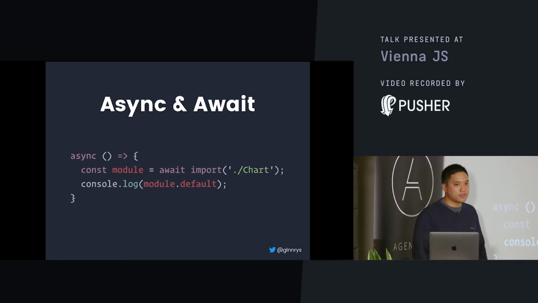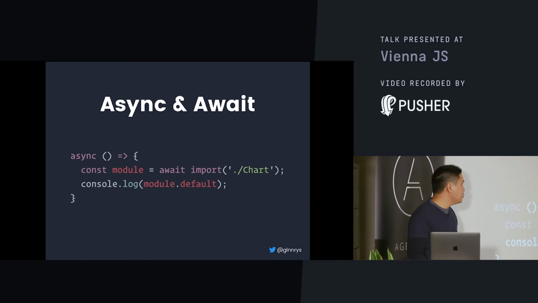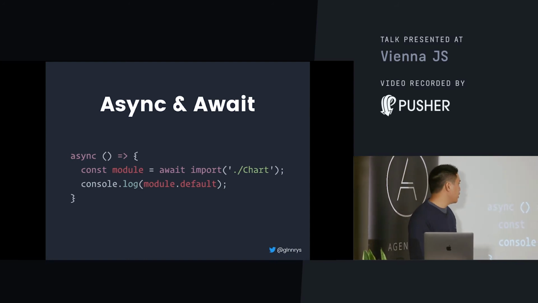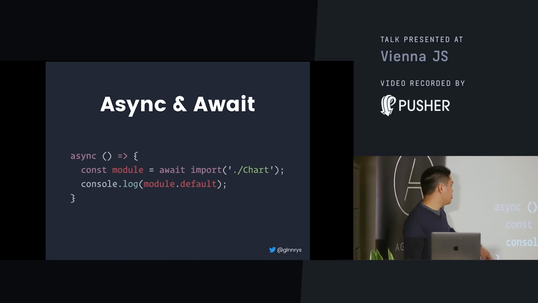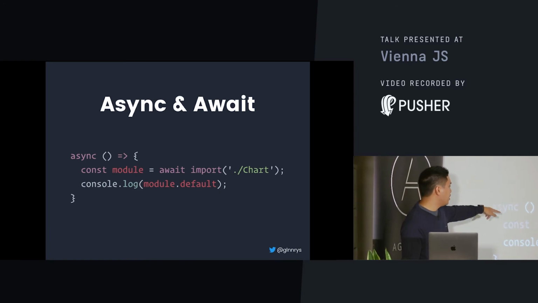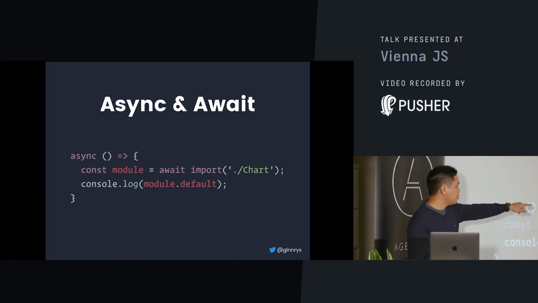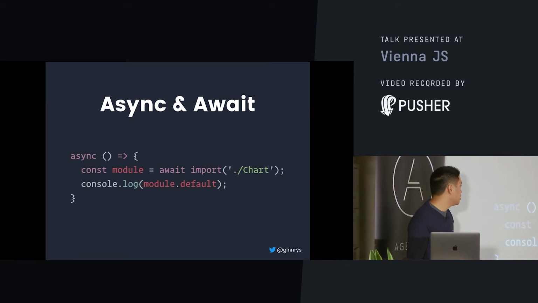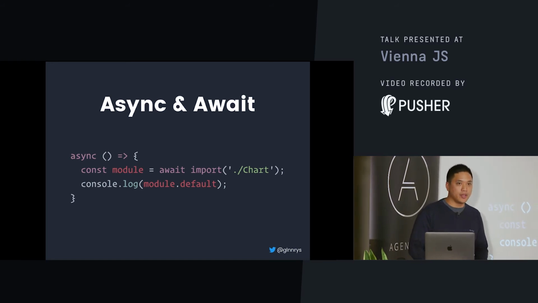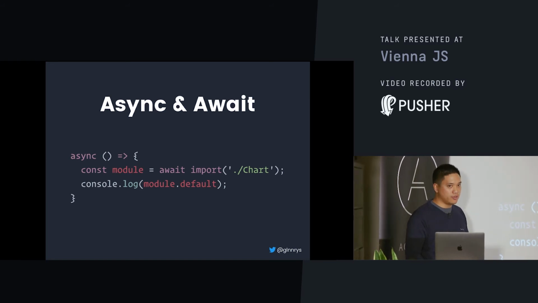And the cool thing is you can use async and await with dynamic import as well. You just add an async to the wrapping function, and then you can access the module by prepending await before your dynamic import. Everything looks more imperative and more like sync code, even if it's async code, right?